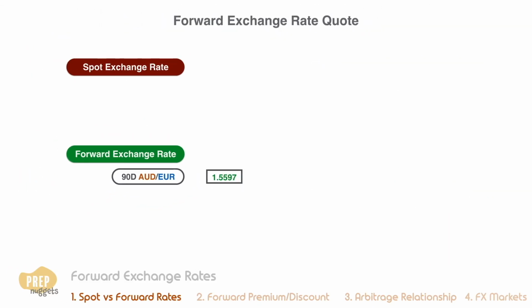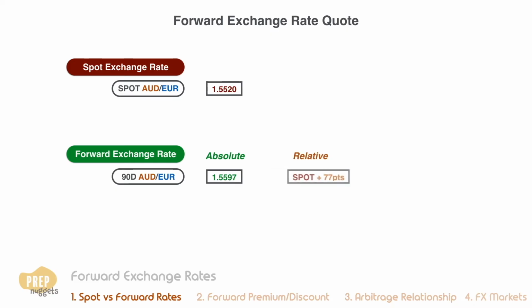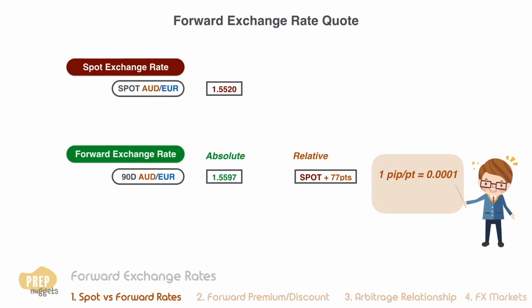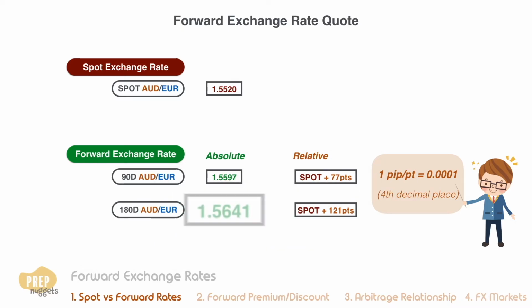A forward exchange rate quote can be expressed as an absolute value, which in this case is 1.5597, or in terms of the difference between the spot exchange rate and the forward exchange rate. For example, if the spot exchange rate for AUD per euro is 1.5520, the 90-day forward exchange rate can be expressed as spot plus 77 pips or points. Remember, 1 pip is 0.0001, or the fourth decimal place. So if the 180-day rate is spot plus 121 pips, the absolute 180-day forward rate is therefore 1.5641.